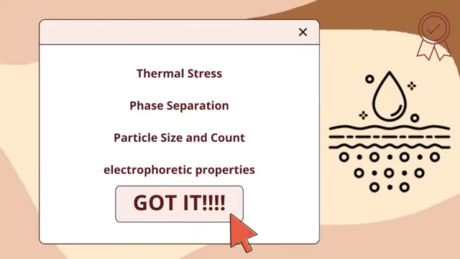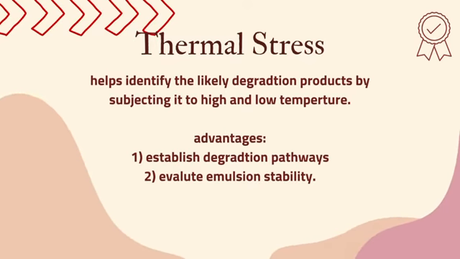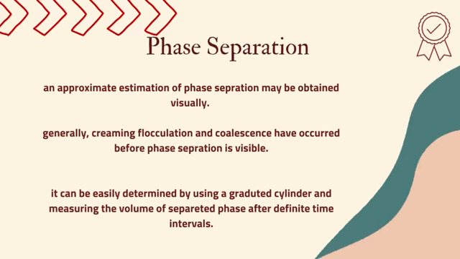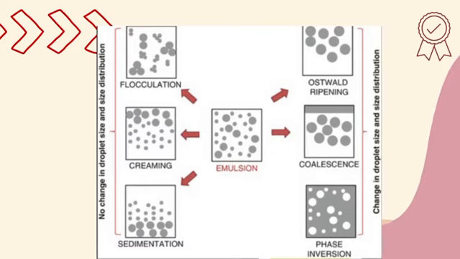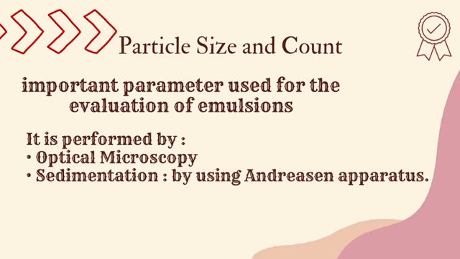Moving to the emulsion quality control tests, measuring the thermal stress can help identify the likelihood of degradation of products by subjecting the product to high and low temperature, helping to evaluate the emulsion stability and establish degradation pathways. Phase separation is one of the most important parameters to be measured for emulsions. It can be easily determined by using a graduated cylinder and measuring the volume of the separated phase after a time interval. This picture here shows different types of phase separation that can occur in emulsions.